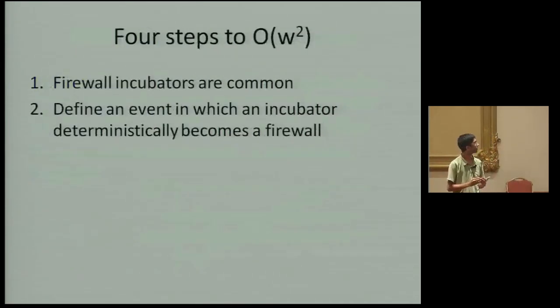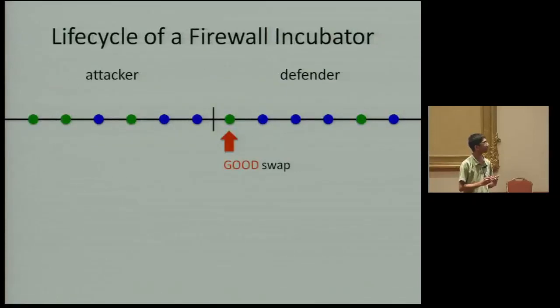So after that, we want to define an event in which an incubator deterministically becomes a firewall. And so we're going to take a closer look at the dynamics between a defender and attacker. A defender, you can imagine, we want it to become a firewall. So at the beginning, there are going to be some green individuals in this blue defender. So if we want it to become a firewall, it would be a good thing if they moved away. So a good swap is going to be when a green defender moves away, like so.